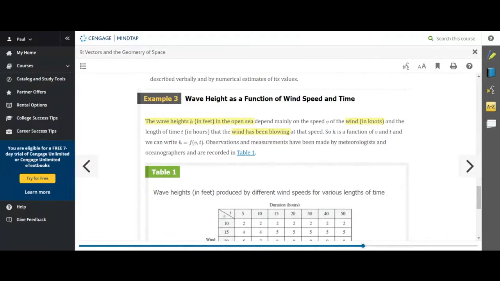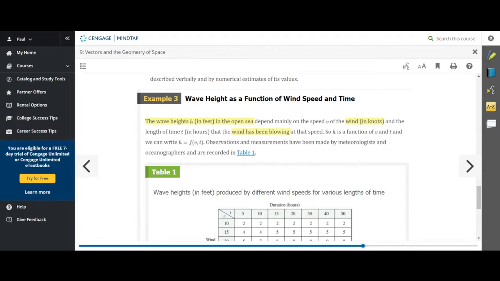Why do we need functions of two variables? Well, here's an example. Example 3, wave height as a function of wind speed and time. I don't know if you've maybe noticed this, but the wave heights in the open sea depend mainly on the speed of the wind and the length of time that the wind has been blowing at that speed. How many might have noticed that if you've been to the ocean?